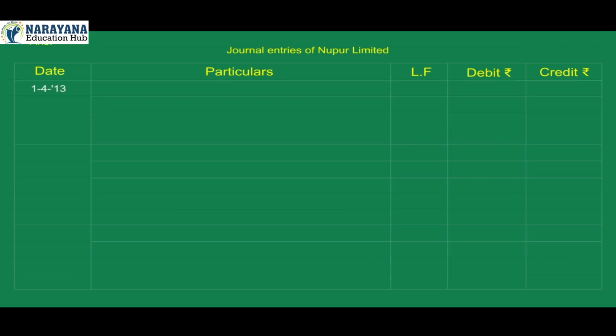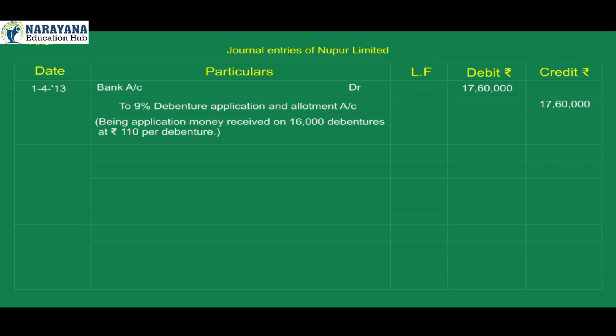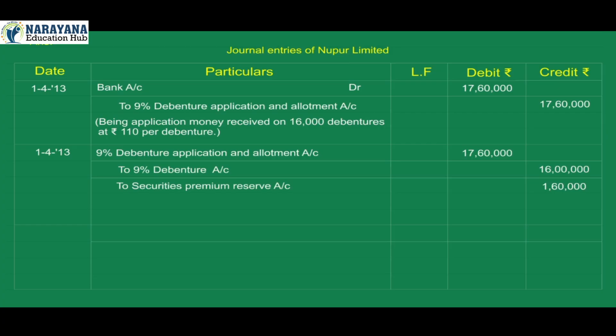Answer. Journal entries of Nipul Limited. Date, particulars, ledger folio number, debit, credit. 1st April 2013. Bank account debit 17,60,000 to 9% debenture application and allotment account credit 17,60,000, being application money received on 16,000 debentures at ₹110 per debenture. 1st April 2013. 9% debenture application and allotment account debit 17,60,000 to 9% debenture account credit 16 lakh, to securities premium reserve account credit 1,60,000, being application money transferred to debenture account and securities premium account.